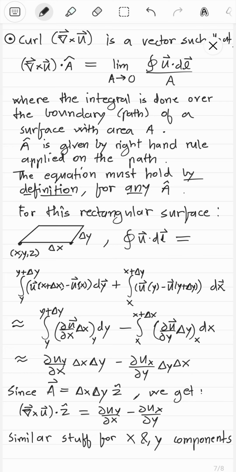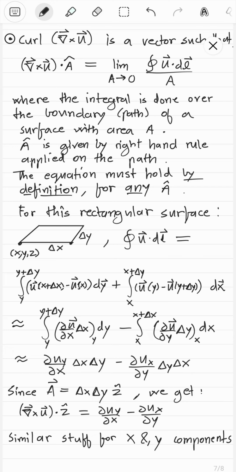A hat is given by the right hand rule applied on the path. The equation must hold by definition for any A. So this equation must be true for any A hat, and the value that makes this true for any A hat, that is what we call the curl, right? So that is basically the definition.